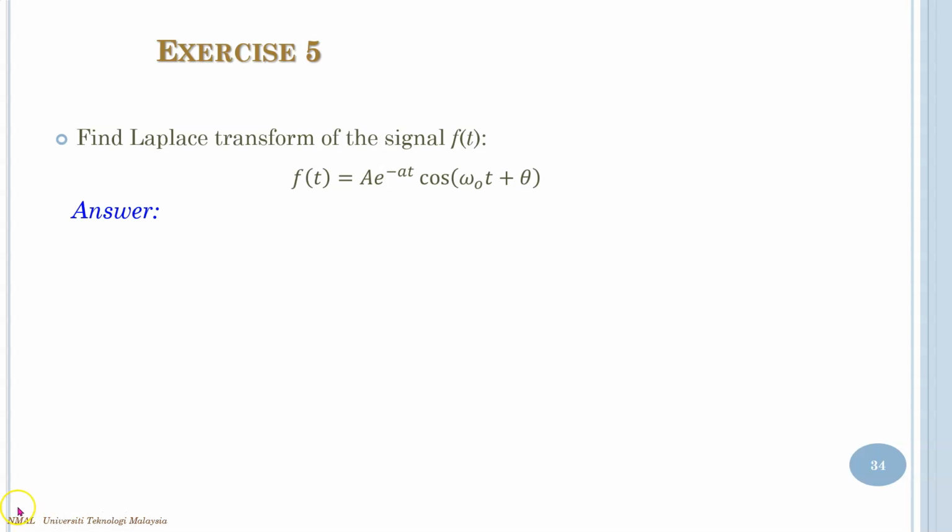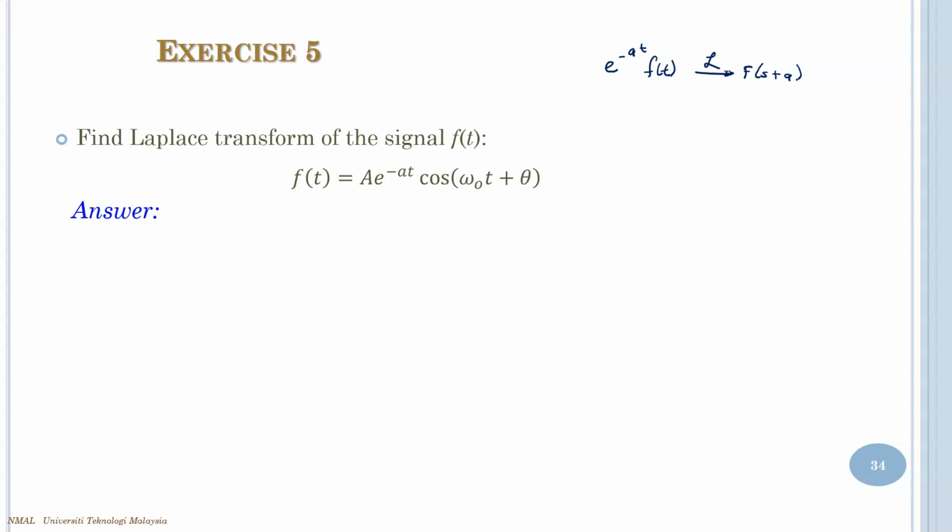There's another example here. Find the Laplace transform of the signal f(t), given that the signal f(t) is equal to A exponent negative at cos(omega naught t plus theta). In order to solve this, we need to use linearity, frequency shifting, together with the trigonometry identities. For the frequency shifting, we know that for exponent negative at, the Laplace transform is in the form of F(s plus a).